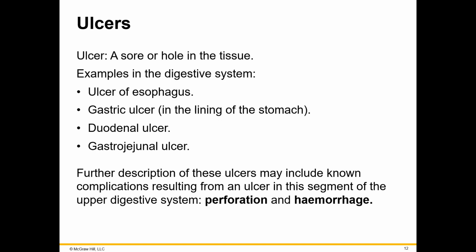Ulcers are a sore or hole in the tissue. Examples in the digestive system include ulcer of esophagus, gastric ulcer, which is in the lining of the stomach, duodenal ulcer, gastrojejunal ulcers. Further description of these ulcers may include known complications resulting from an ulcer in this segment of the upper digestive system, such as perforation and hemorrhage.